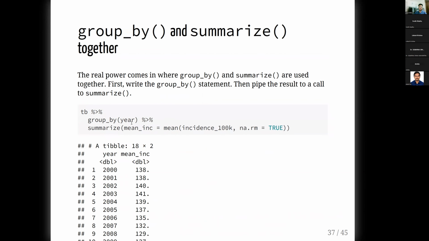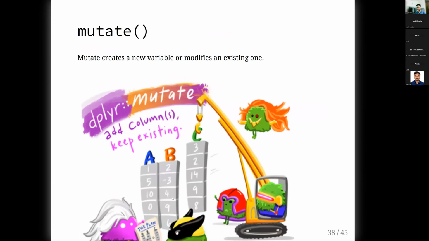And then you can say, group by year and summarize the mean incidence. So by year, the 18 different years, you're creating the mean incidence, right? Is this clear? Or am I going too fast? It's clear, sir. The pace is perfect.